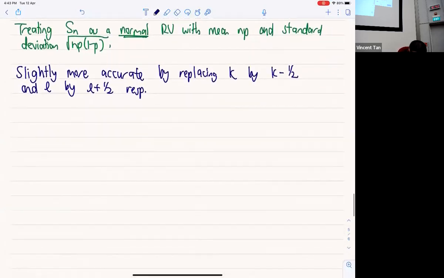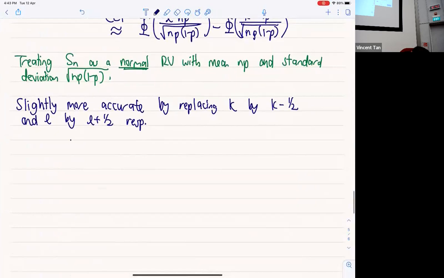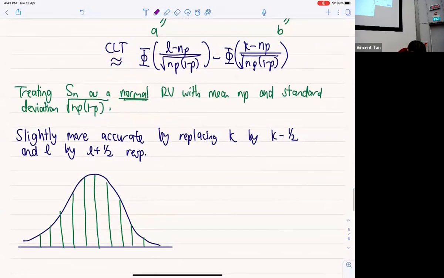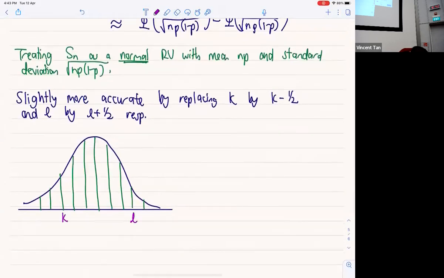It's not so important, but roughly speaking, here is the picture. You have a certain distribution that looks like this, and the integer value points are the following. What I've drawn here are the integers, and we are interested in the probability of Sn ranging from K to L, where K is here and L is here. If we just look at K and L, what we are sweeping out is this area here, exactly K to L, without the continuity correction of half-half.